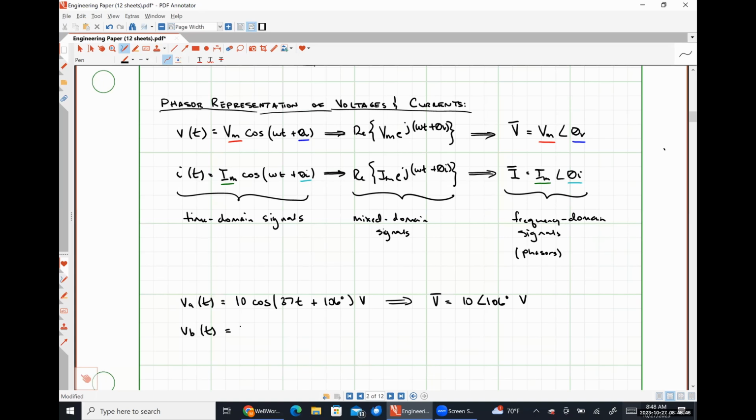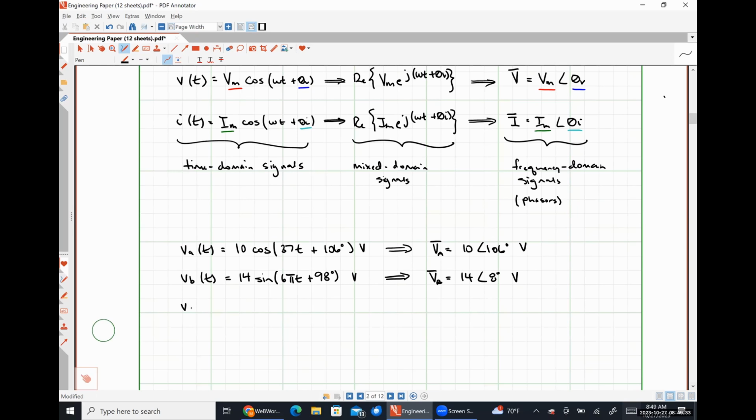All right. What if we had 14 sine 6 pi t plus 98 degrees volts? What would our phasor representation be? Yep, 14 angle 8 degrees volts, because we convert from sine to cosine by subtracting 90 degrees from our phase angle.